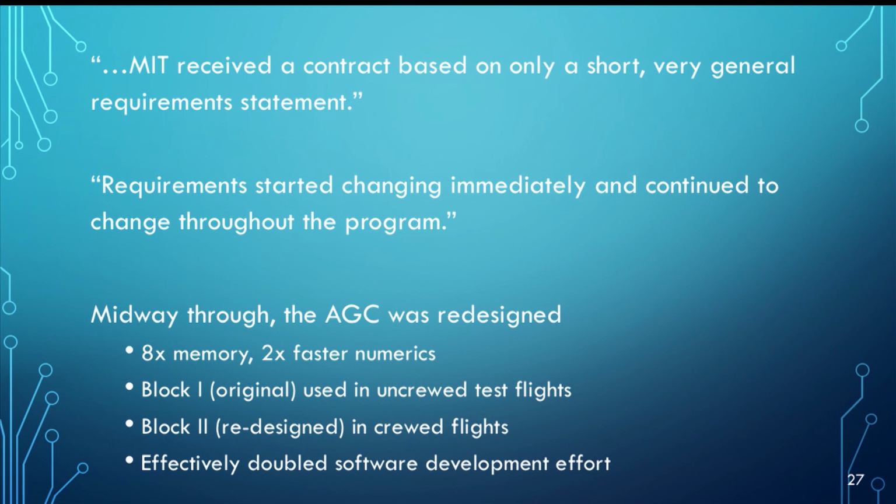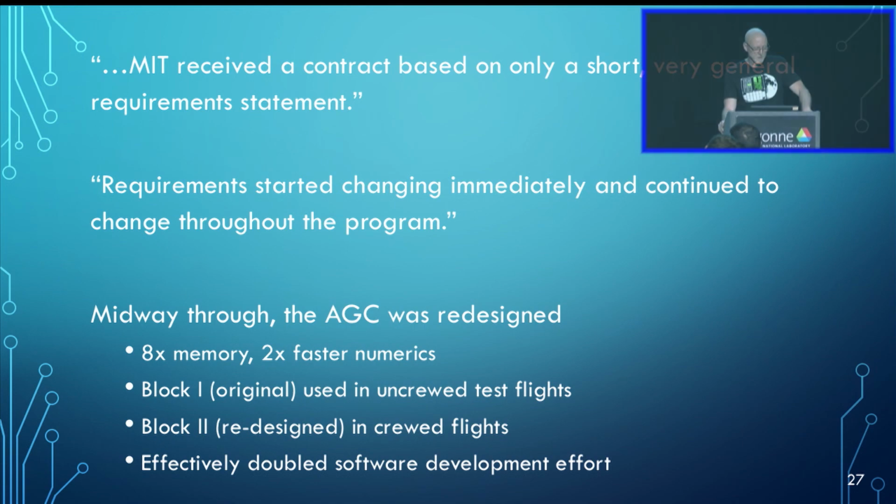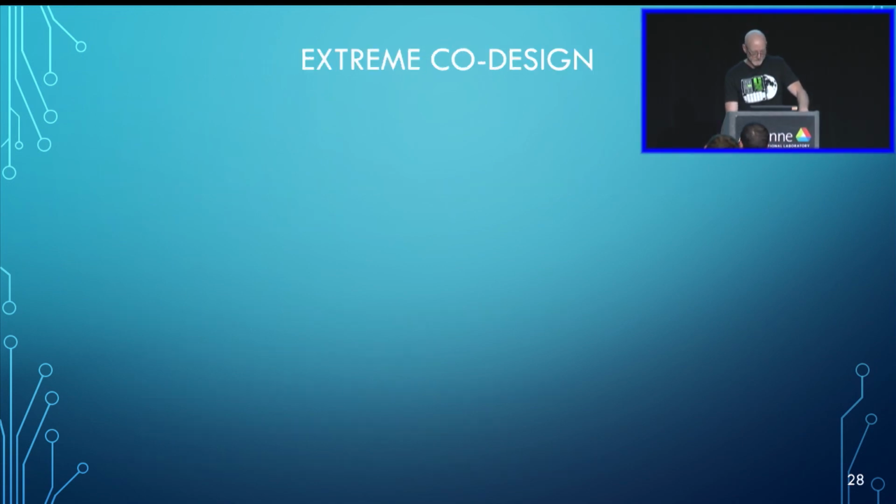Midway through the program, they started in '61. By '66, they had to redesign the whole machine. They made it 8 times bigger in memory and about 2 times faster in its numerics. So they ultimately had 2 computers they were supporting, a Block 1 and a Block 2, and they were different enough that knowing how to program one was pretty much useless for programming the other. So it literally doubled the cost of the software development burden for the Apollo program. The Block 1 was used in all uncrewed missions, and the Block 2 in crewed flights.